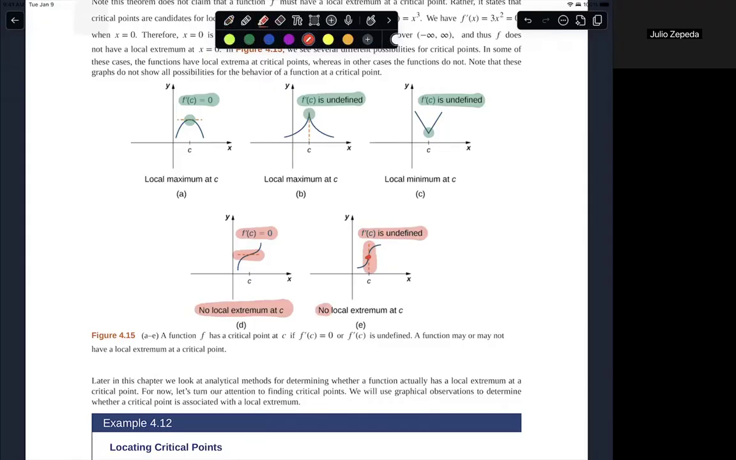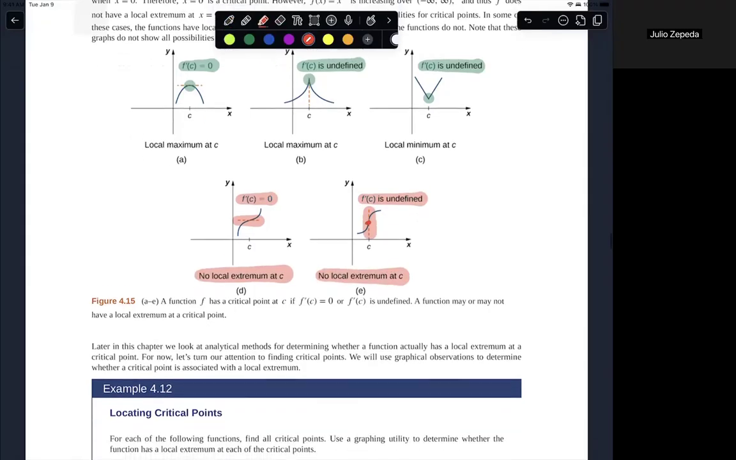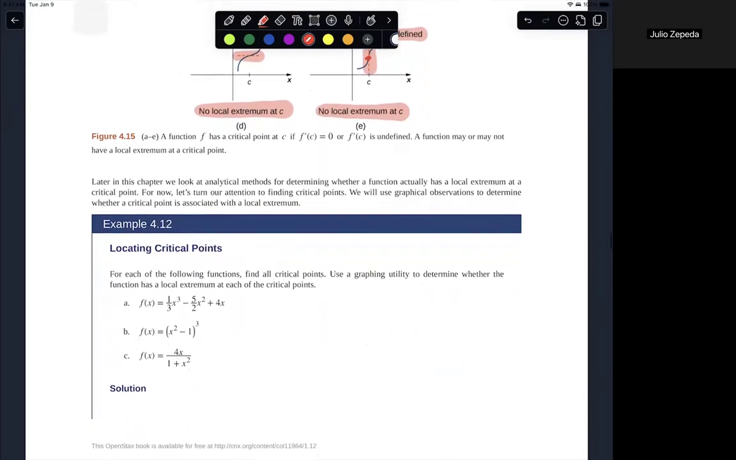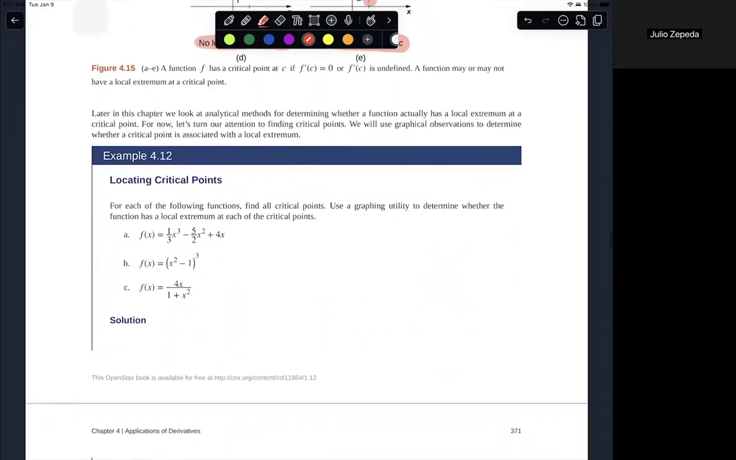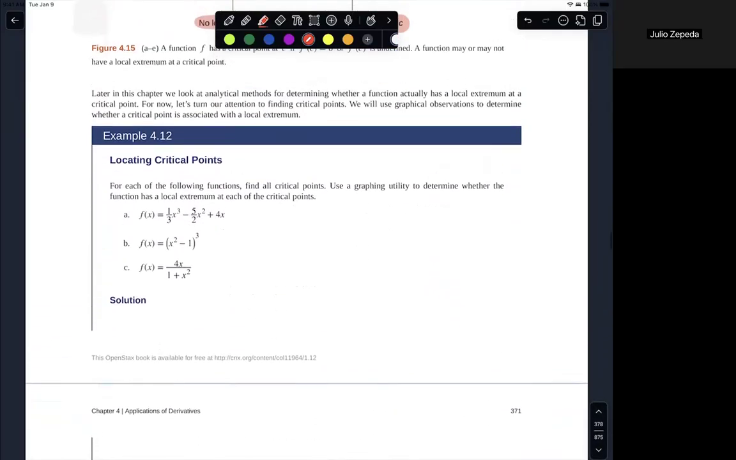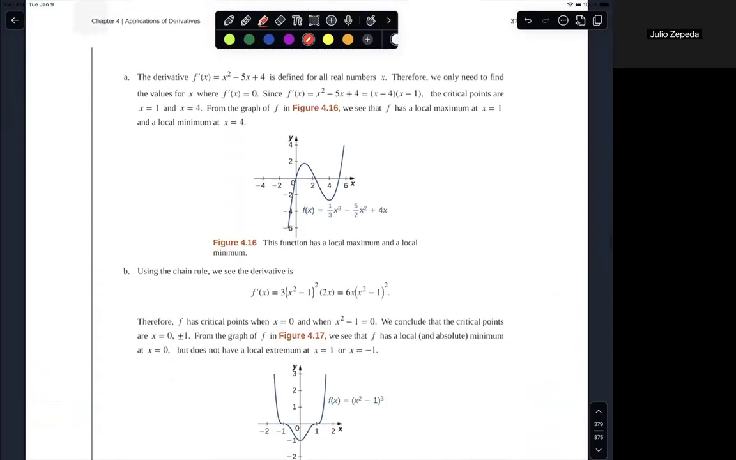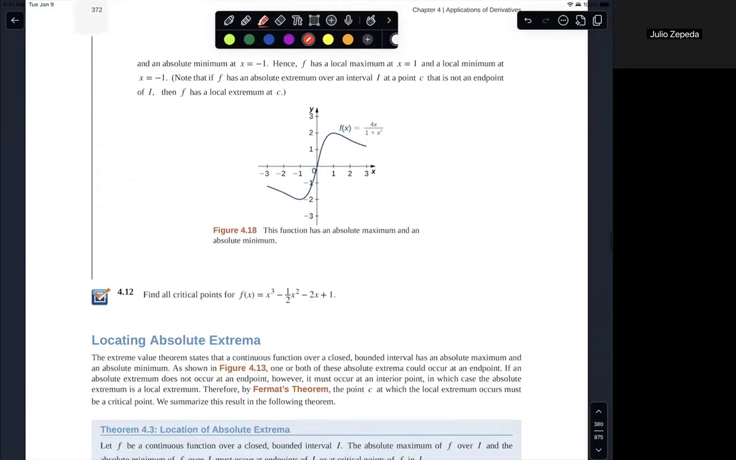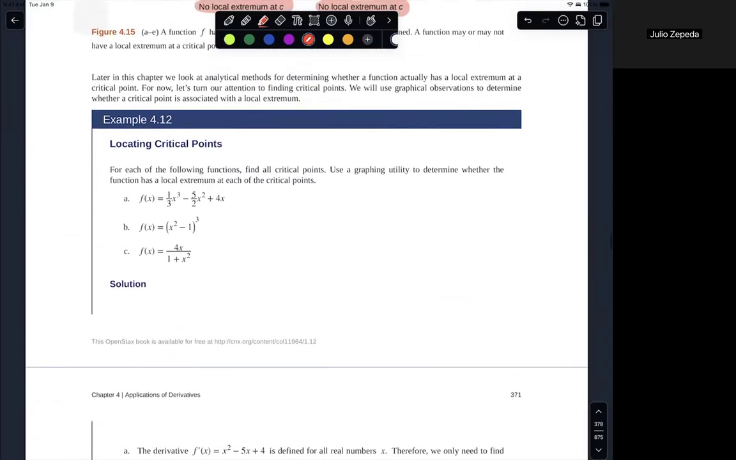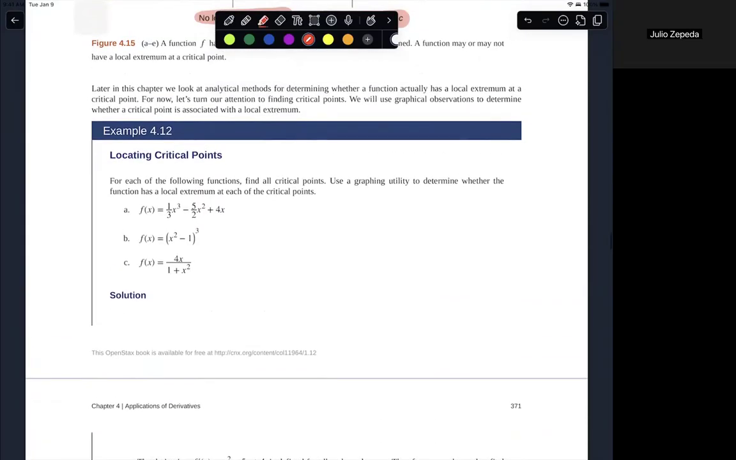So we would say there's no local extremum at C. All right, so let's take a look at some of these examples. There are some nice examples here. Let's go ahead and take a look at a couple of these. We'll do maybe B and C. Okay, so let's see what it says here.